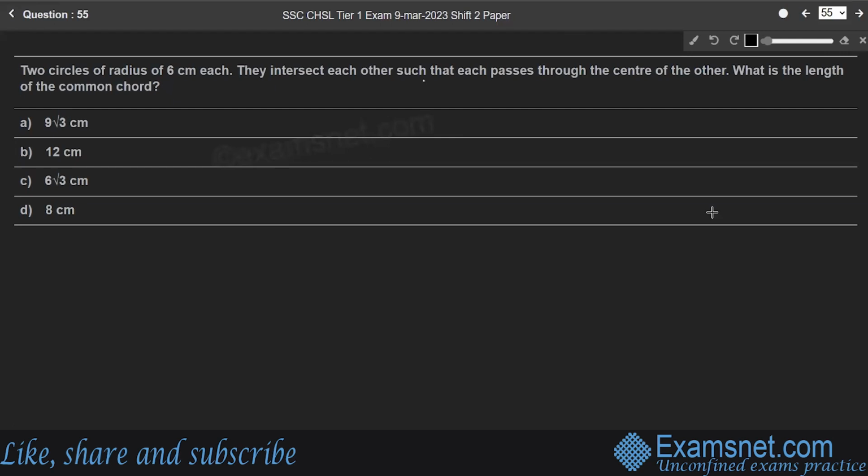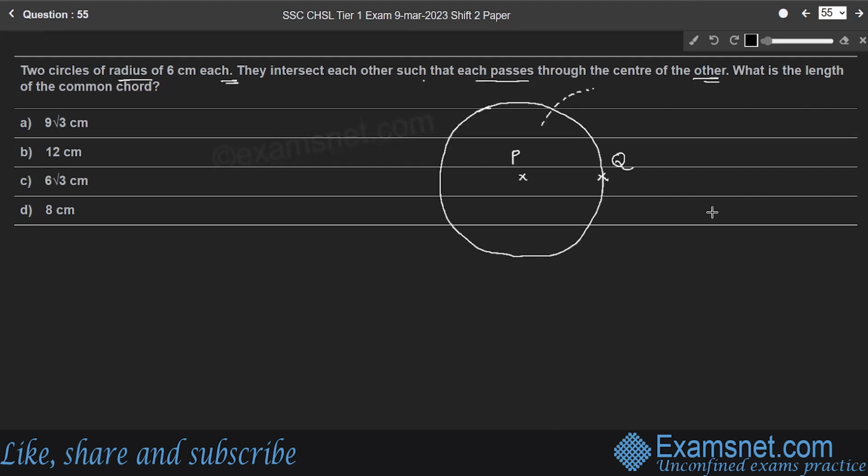Question 55. Two circles of radius 6 centimeter each intersect each other such that each passes through the center of the other. What is the length of the common chord? So let us consider two circles of the same radii. Consider the first circle with center P. Let P be the center of the first circle. Consider the second circle of center Q such that the first circle passes through the center of the second circle. Consider point Q anywhere on the circumference of the first circle.